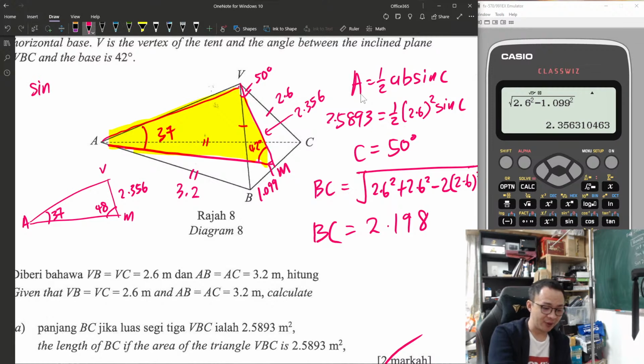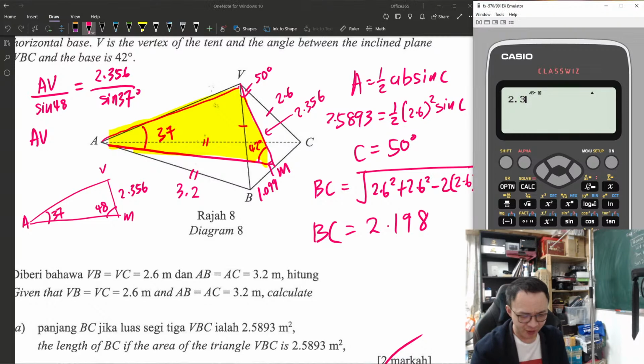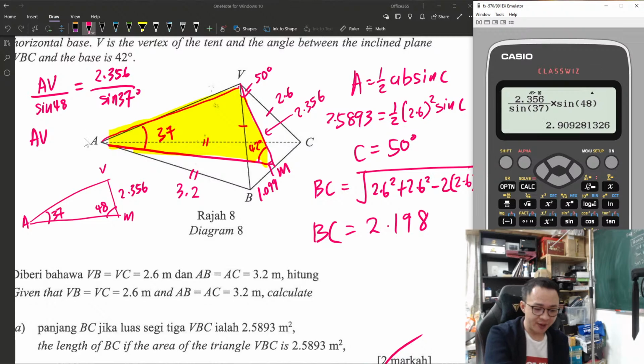I use AV first. AV over the opposite angle, sine 48, equals 2.356 over sine 37. From here I can get my AV length easily: 2.356 over sine 37 degrees multiplied by sine 48 degrees. It is about 2.909.